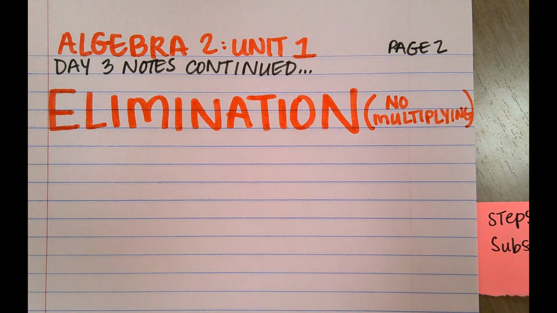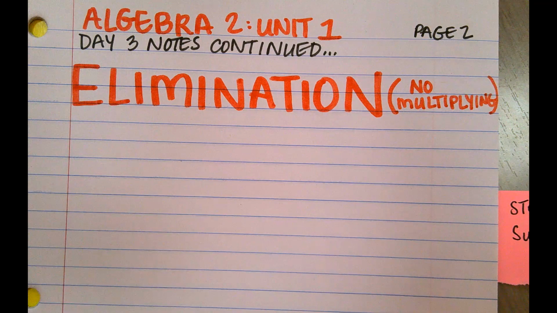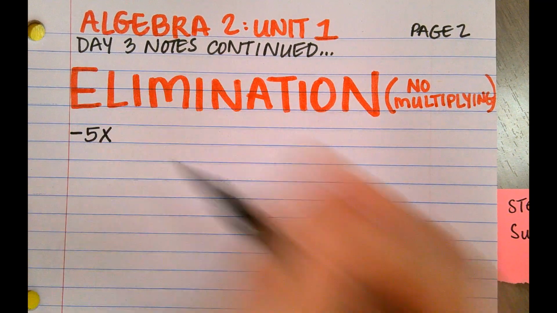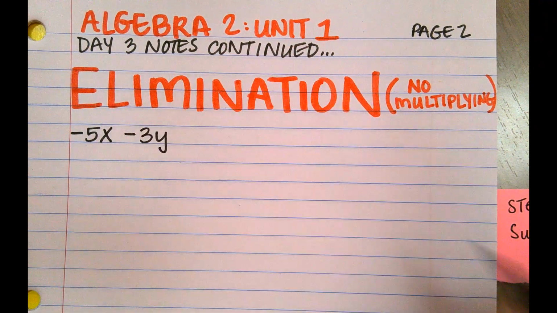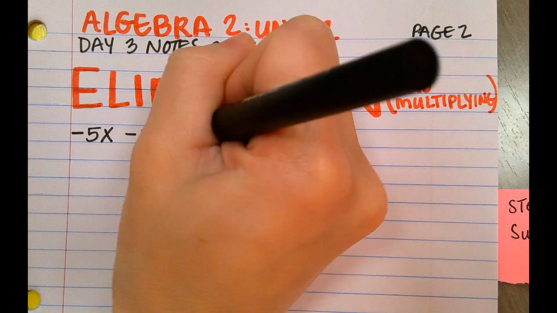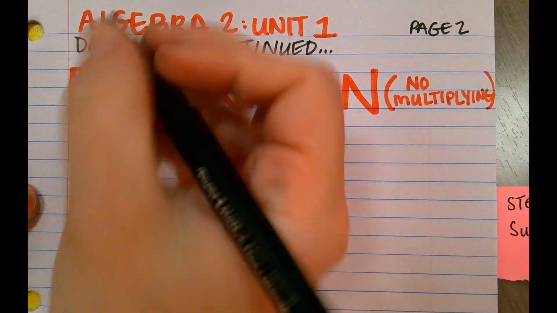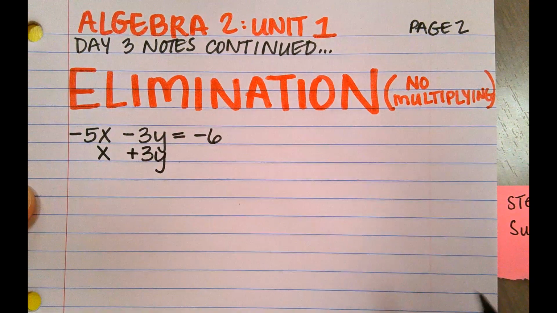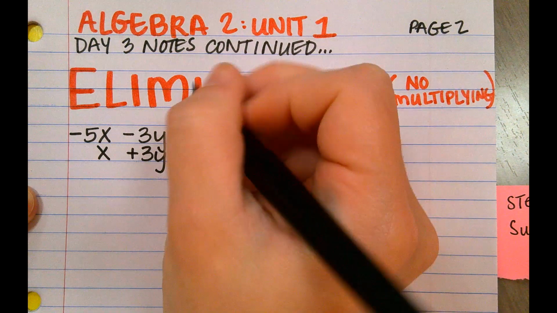The example that we will work with for this step guide, I'm going to give you another equation. We'll start with negative 5x minus 3y equals negative 6. And my second equation will be x plus 3y equals negative 6 again.